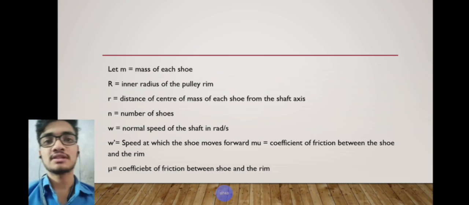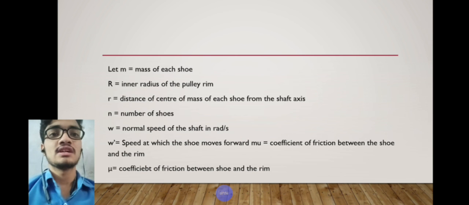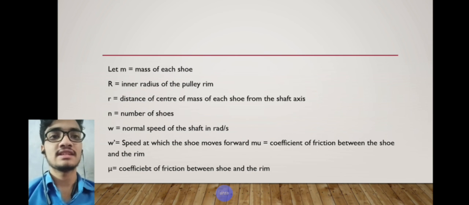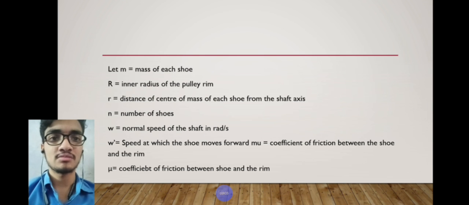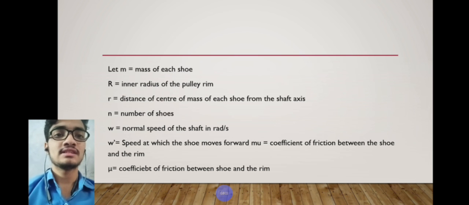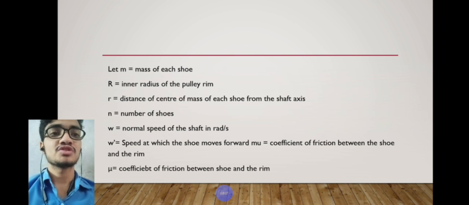Now the derivation part. m is the mass of each shoe. The centrifugal clutch has, you can see, 2 shoes, and R is the inner radius of the pulley. Small r is the distance of the center of mass of each shoe from the shaft axis. N is the number of shoes, and omega is the normal speed of the shaft. Omega dash is the speed at which the shoe moves forward, and mu is the coefficient of friction between the shoe and the rim.